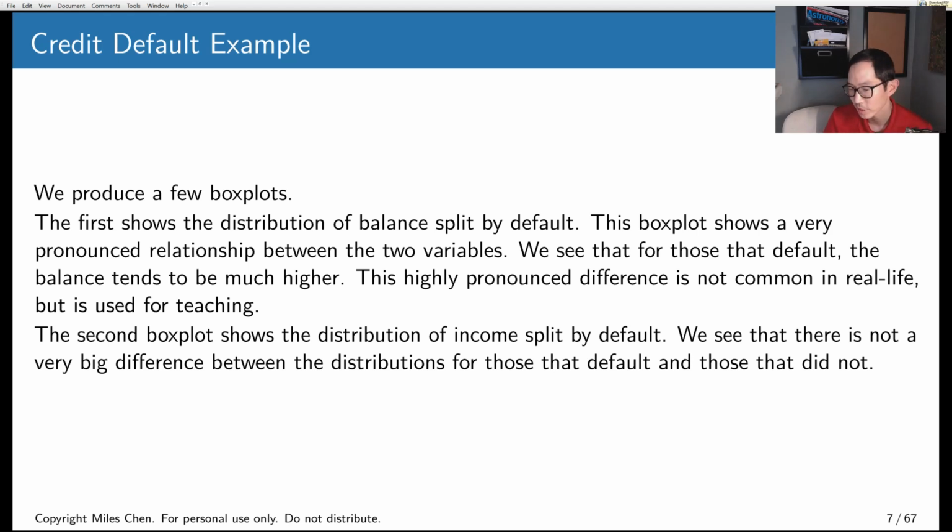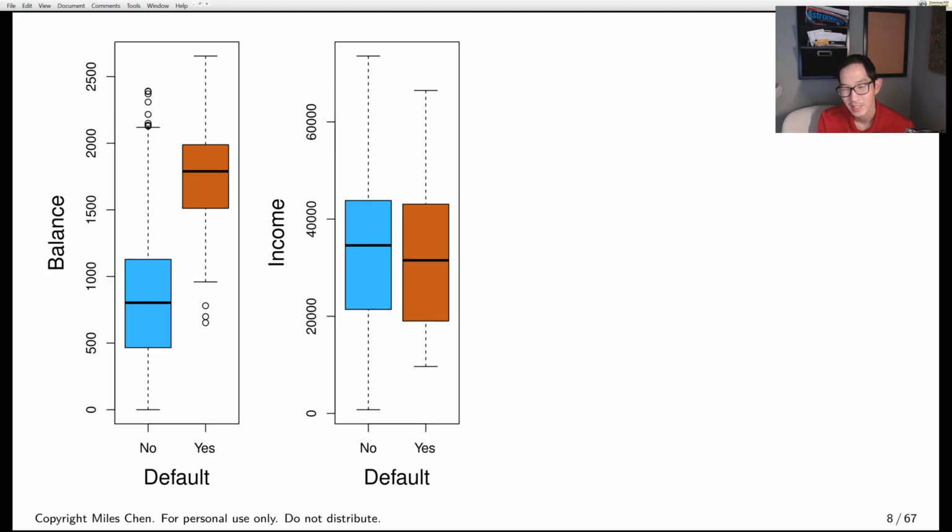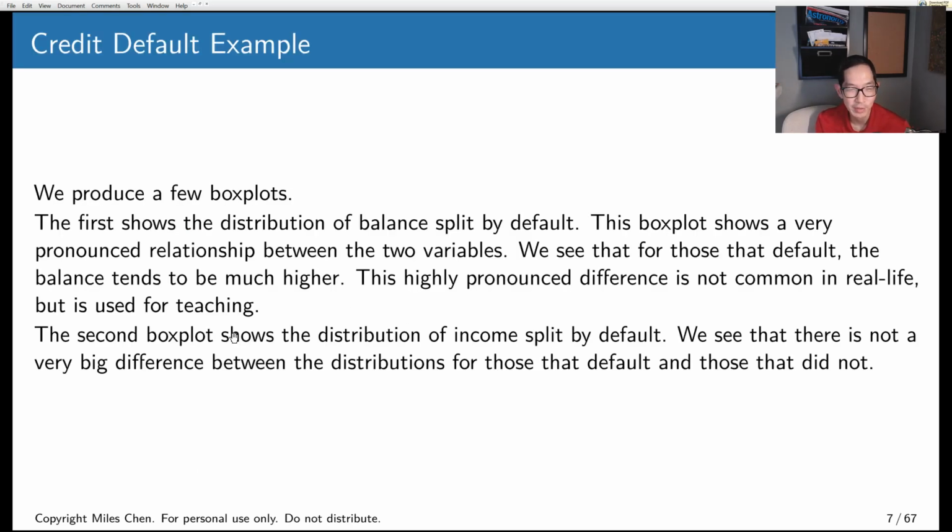between the two groups. And again, this is an overly exaggerated example, since this is a simulated data set. So in real life, I wouldn't say it's this obvious, but this is just for a teaching example. The second box plot, the box plot on the right on the slide, shows the distribution of income split by whether they defaulted or not.